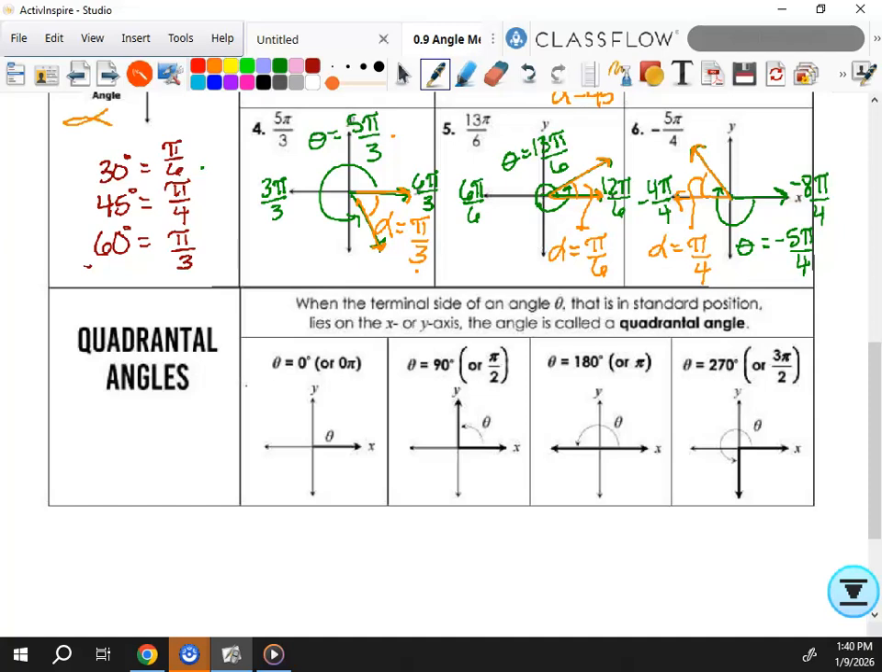Look at this. This has a denominator of 4. My reference angle is pi fourths. Denominator of 6, my reference angle is pi sixths. Denominator of 3, my reference angle is pi thirds. Will happen every single time for our special angles.